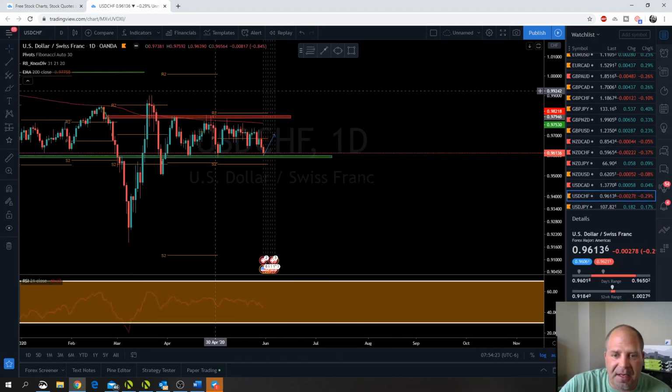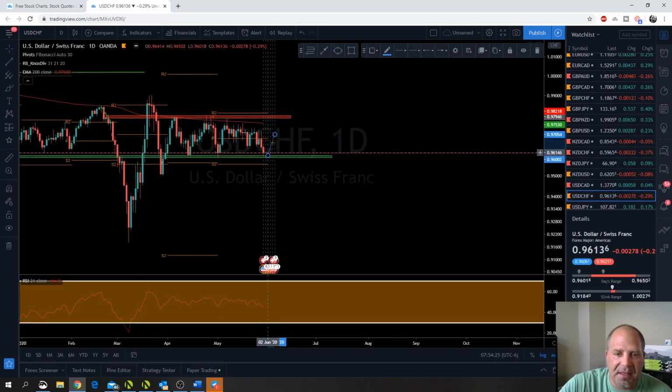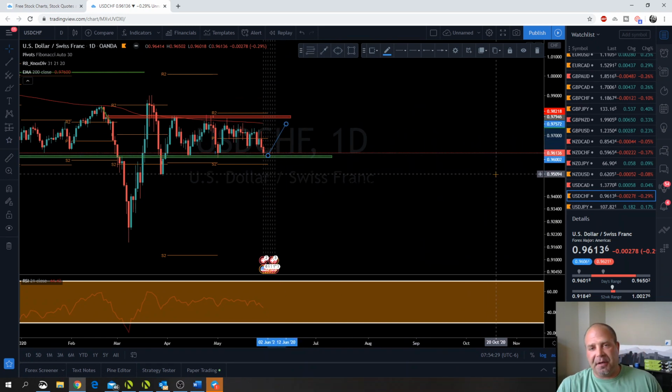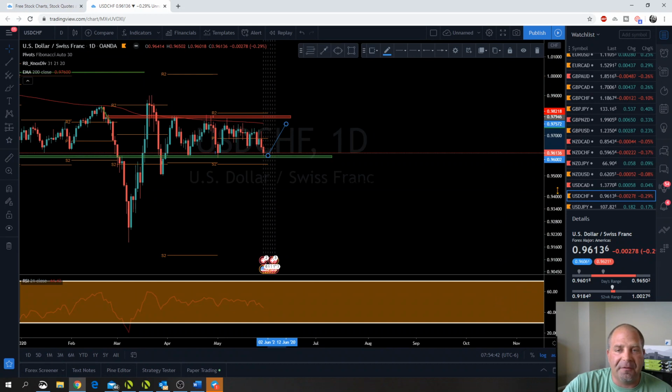USD Swiss Franc, same thing. Looks like a buy. I think we're going to see strength in the dollar early in the week. And then people are going to hold. Then they're going to wait for that news. And those fundamental traders are going to want to be holding the dollar if the news is somewhat favorable.